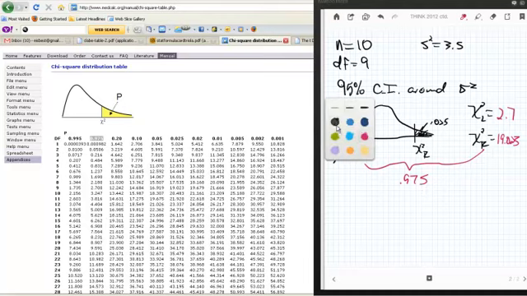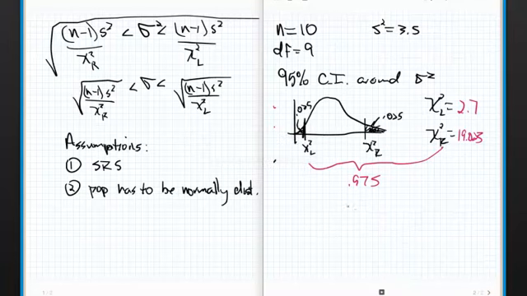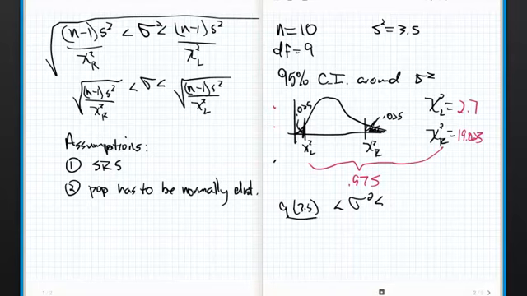Let me change back here. Now, all that I have to do is throw this in my formula. I know that sigma squared is going to live between n minus 1, hey, is that degrees of freedom again, right? 9 times 3.5 times 3.5 divided by the big number, because I need the small value to be on the left-hand side of the interval, 19.023. And I need the big number to be 9 times 3.5 divided by 2.7. That's why I'm dividing by the smaller number.